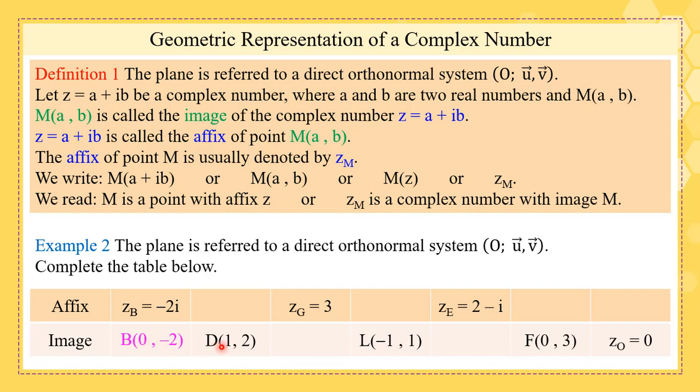Well, here we have it in the reverse order. If we know the coordinates, what would be the affix? So zD would be 1 plus 2i. And similarly here, G would be (3, 0). And zL would be -1 plus 1i or -1 plus i. E in this case is (2, -1). F is 3i. And zO is (0, 0).